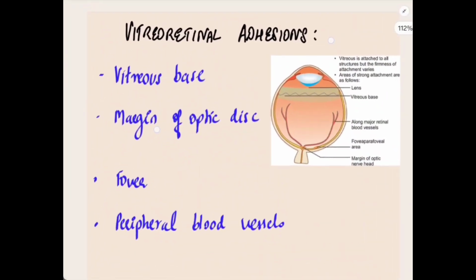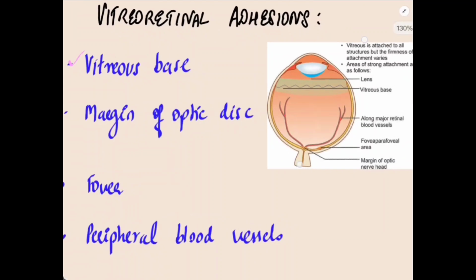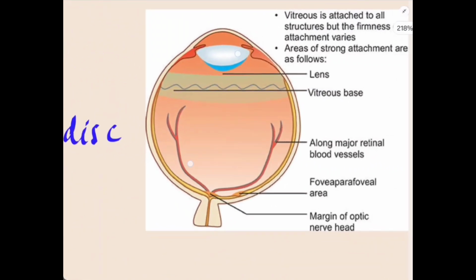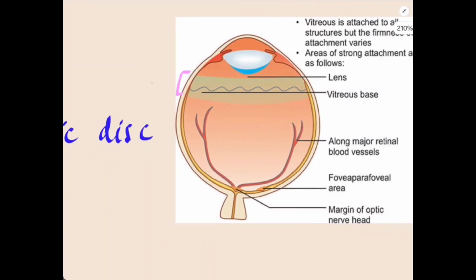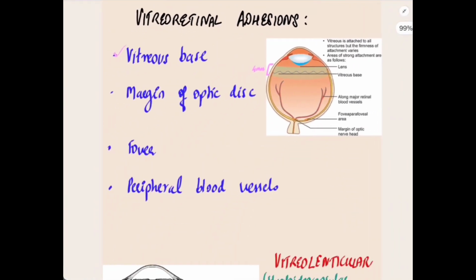Sites of vitreoretinal adhesions include the following. At the vitreous base, a 4 mm band of vitreous that overlays both the ora serrata and the pars plana ciliaris, to which it is attached by many fibrils. Here the adhesion is very strong. At the margin of the optic disc, adhesion is fairly strong, and around the fovea and around peripheral retinal blood vessels the adhesion is weak.